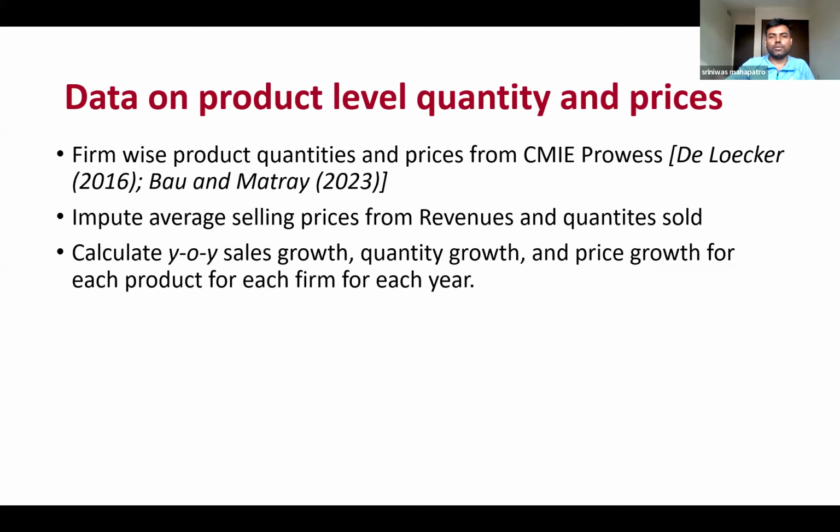So this is the data on the product level quantity and prices. It's not the first time it has been used; it has been used in some economics papers by D. Locker and Bao and Matre. What it provides is firm, product, and year level information for revenues and quantities. That helps us calculate the year-on-year sales growth, quantity growth, and price growth for each product for each firm in the year.